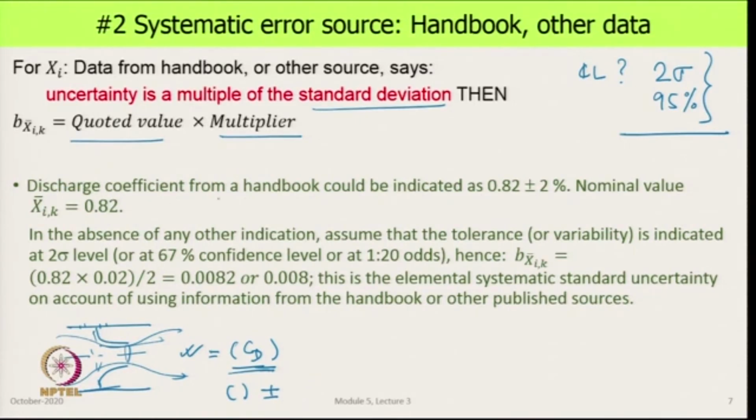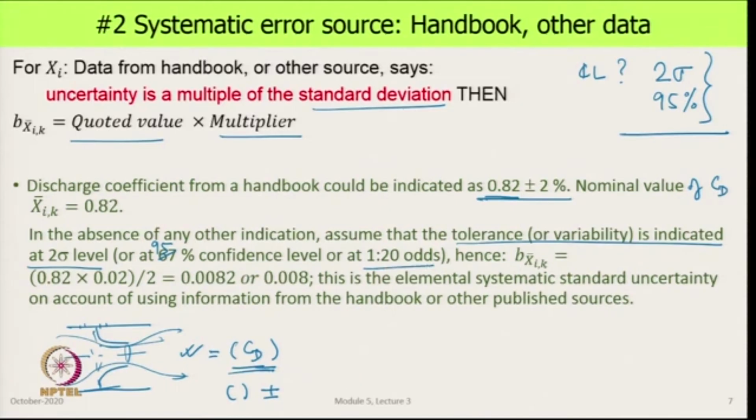So, we go back to the handbook and it says that the discharge coefficient is 0.82 plus minus 2%. Now, we are going to find out the uncertainty related issues. The first thing that this information is telling us is that the nominal value of the discharge coefficient CD is 0.82. And since there is no other information that we have, we assume that this tolerance or variability is indicated at 2 sigma level. Of course, this is not 67%, this is 95%, or 1 in 20 odds.